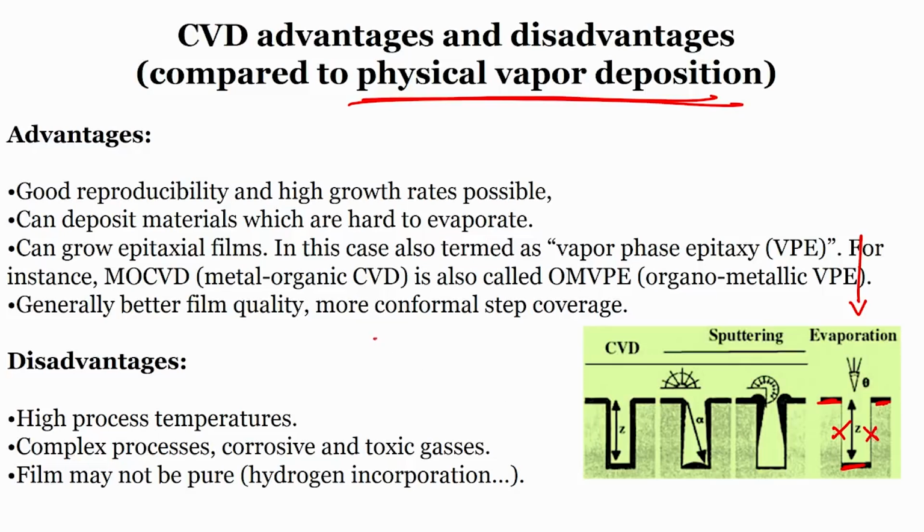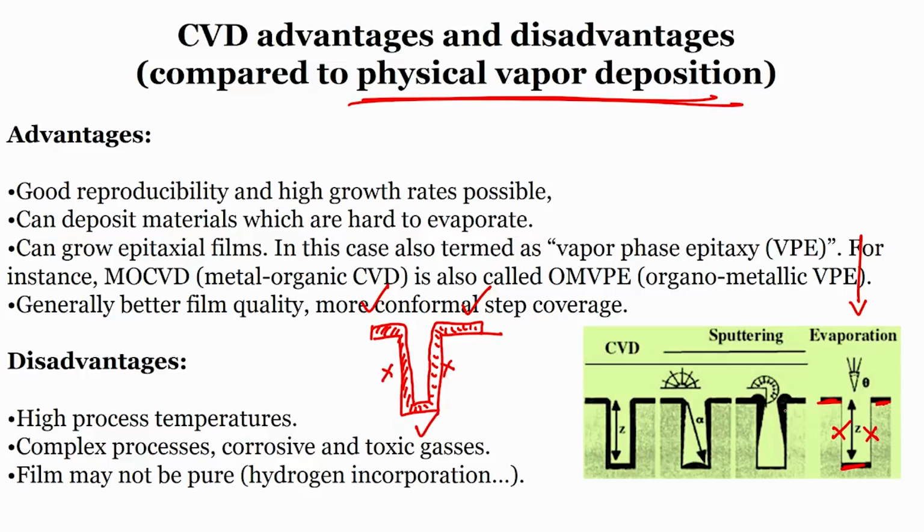This is a step. What I am talking about is a step. What I want is a film which can cover the entire step like this. So, what I see first in evaporation is I can cover this, I can cover this, I can cover this, but I cannot cover this area.